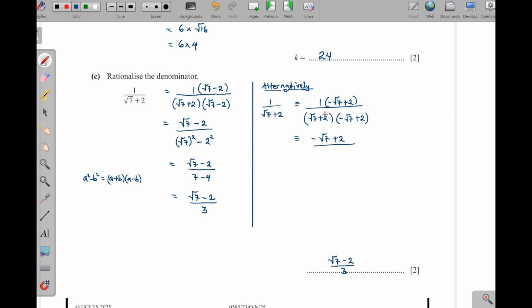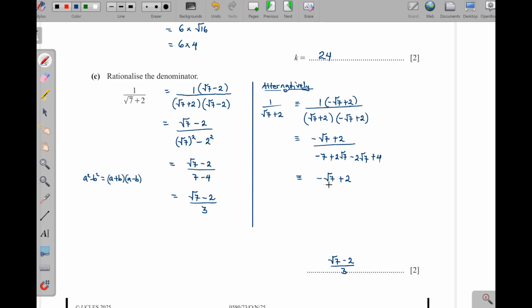Down here, you have root of 7 times root of 7. What do you get? Root of 7 times root of 7, you are getting a 7, not so? But there is a minus, so we have a minus here. Then root of 7 times 2, you are getting 2 root of 7. Then 2 times minus root of 7, that's a minus 2 root of 7. And then a 2 times a 2, that's a 4. So you see this one goes. And then we are having minus 7 plus 4.